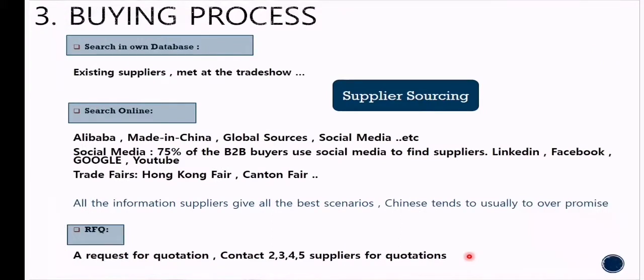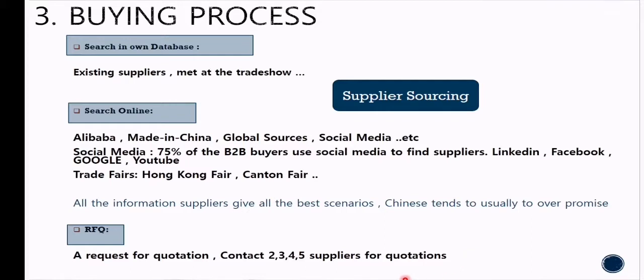So the problem is all the information that the suppliers give us as a buyer is always the best scenario. Okay, Chinese suppliers, through my experience, they always overpromise. No problem, this is good, we are the best, right? And that really creates a lot of bad experiences for the client. Okay, and this is something that I'm going to teach you in my next class, about how to sell and how to engage in a good conversation.